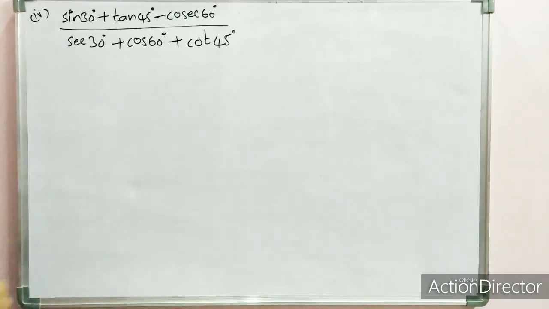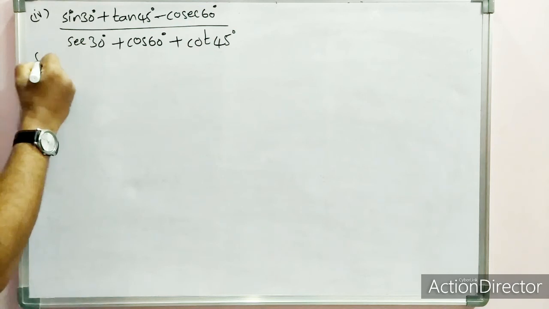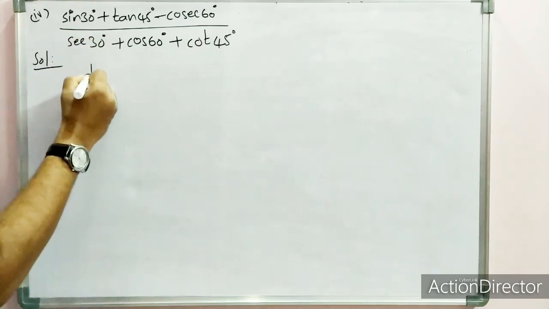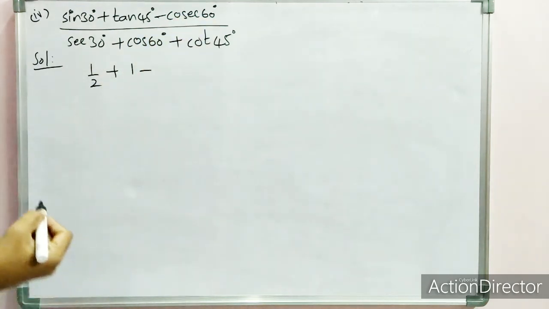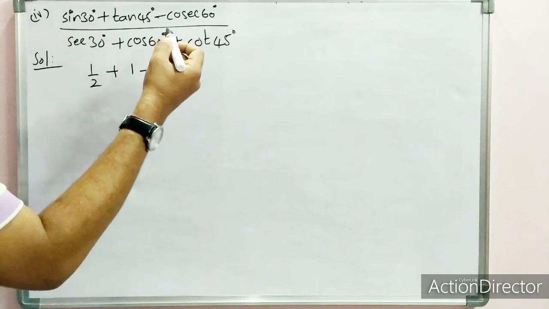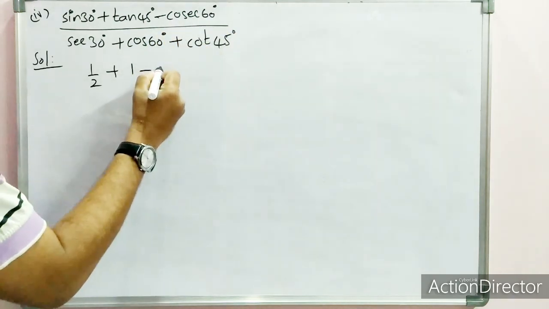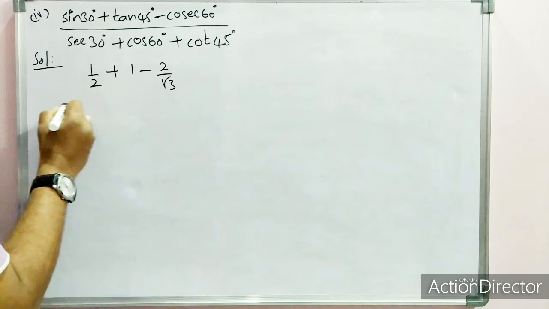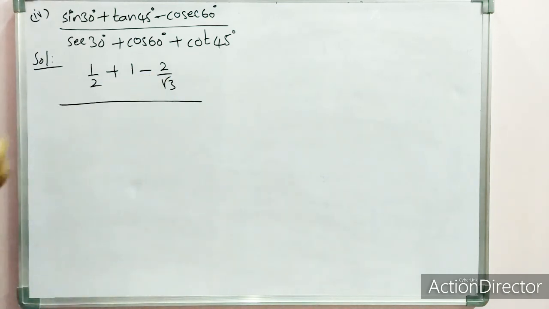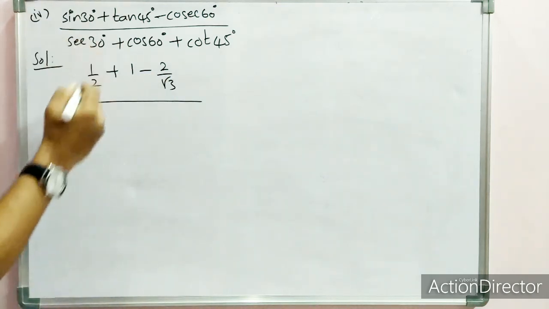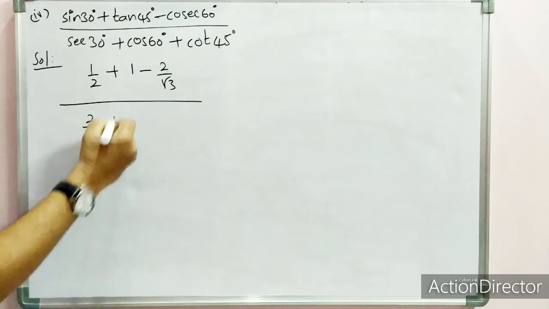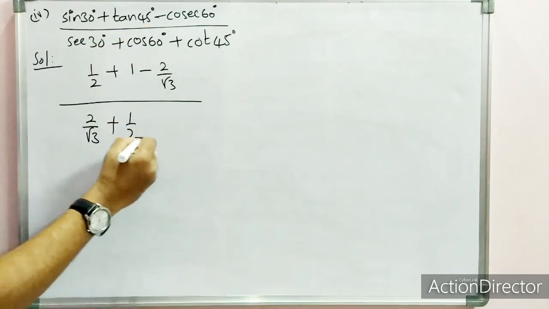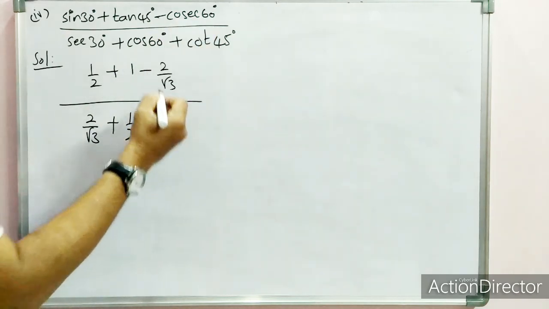Now we see question number 4, that is sin 30 here. So sin 30 I can write as 1 by 2 plus tan 45 is 1 minus cosec 60. Cosec 60 is the reciprocal of sin 60. Sin 60 is root 3 by 2, so it will be 2 by root 3. So this is the numerator. And sec 30, sec 30 is the reciprocal of cos 30. Cos 30 is root 3 by 2, so it will become 2 by root 3, plus cos 60. Cos 60 is 1 by 2, plus cot 45 is the reciprocal of tan 45.